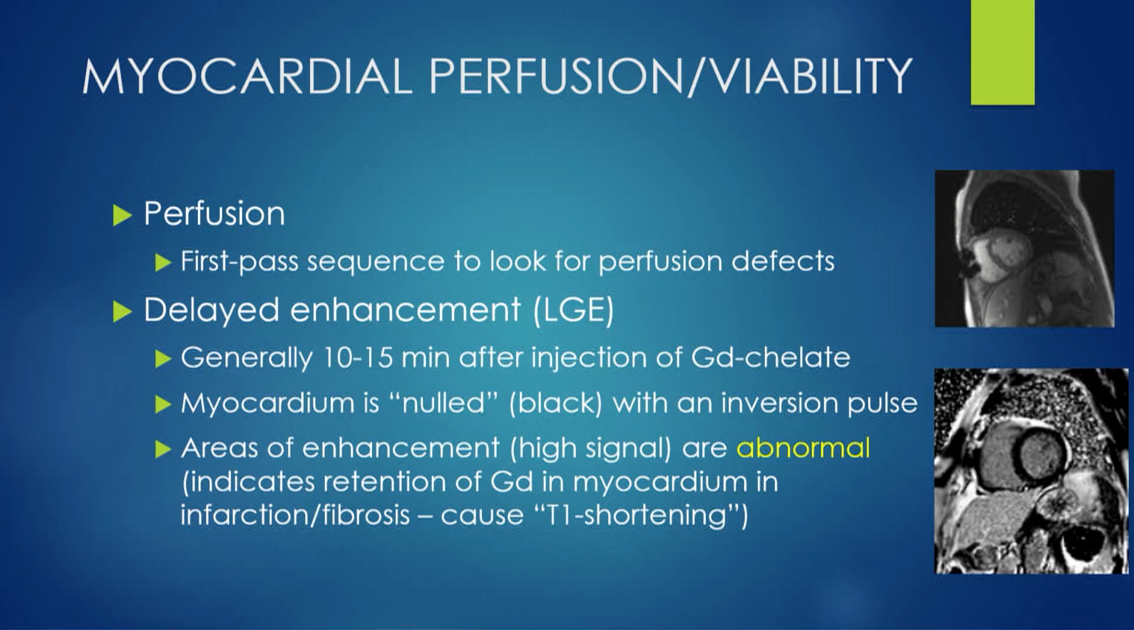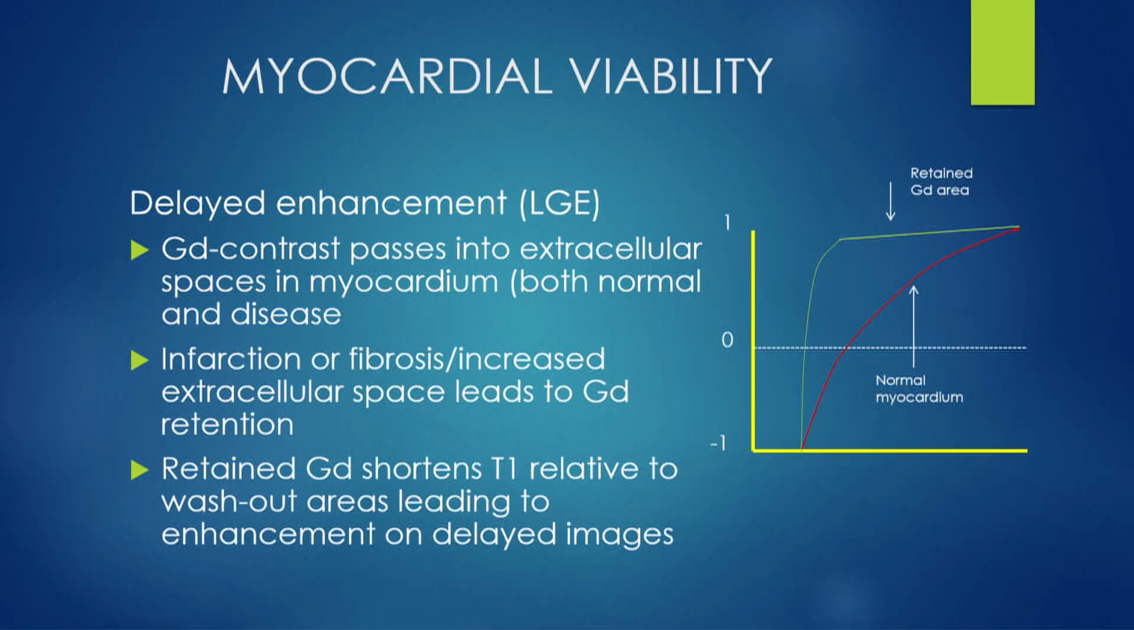But if you have retained gadolinium for whatever reason, infarction, scar, increased extracellular volume, you will find that there will be retention of gadolinium and therefore high signal intensity. And how does this work? In a nutshell, without going into the physics, which I don't claim to be a physicist, essentially when gadolinium goes into the extracellular space in the myocardium, meaning it is out of the circulation, whether it's normal or in disease states, but generally it's going to be disease states, it gets stuck there.